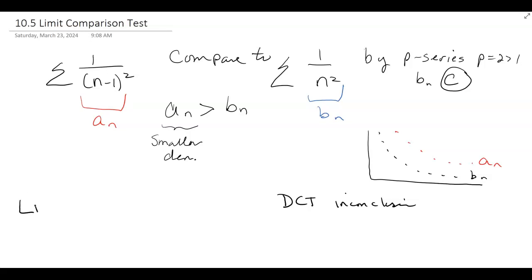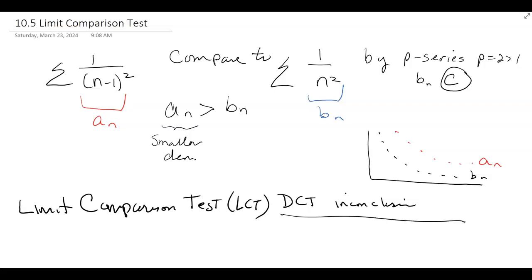So we're going to call this the limit comparison test, and we'll call this one an LCT. LCT is great when the DC test is inconclusive, so there's two times. Yes, when it's inconclusive. It's also great, as you'll see in one example.